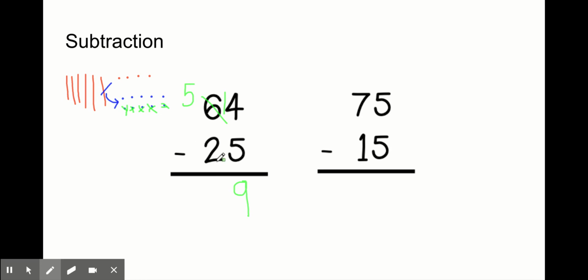Can I take 2 tens away? Let's see. 1, 2. Yep. How many are left? 3. 64 minus 25 is 39. Now we're going to do 75 minus 15, but we're just going to do it the vertical way.